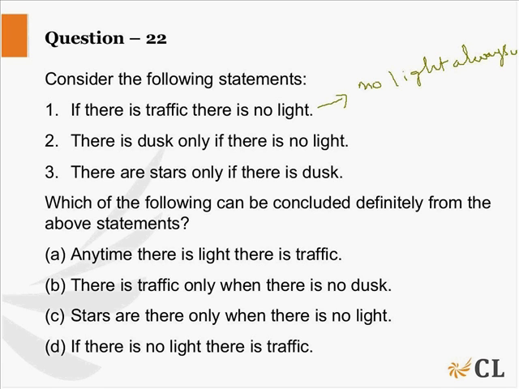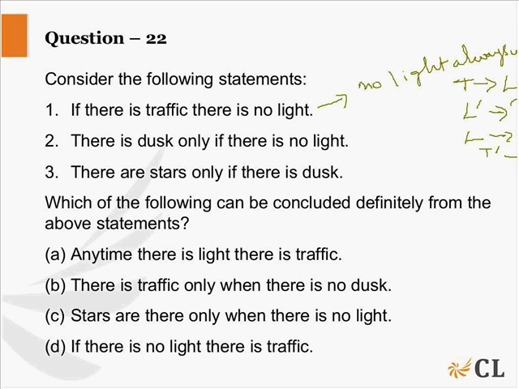right? So what will happen? If there is traffic, there will be no light. But if I say there is no light, does it necessarily mean there was no traffic? No, there can be other reasons as well. But if I say there is light, that definitely means that there was no traffic. But if I say there was no traffic, again I cannot comment upon the light, right? So this is the first premise.